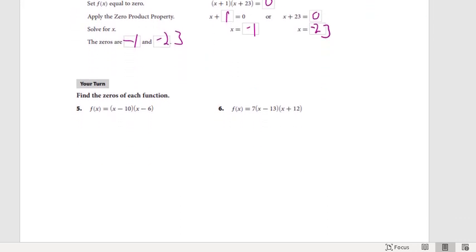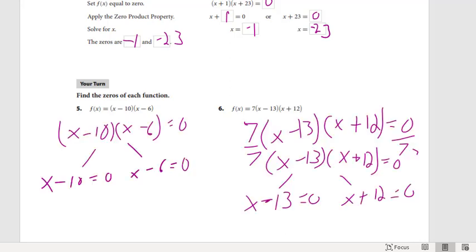All right, to your turns, go ahead and try them. I'll have solutions for them in just a second.